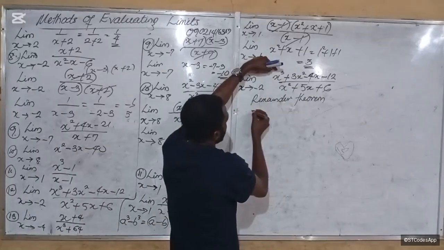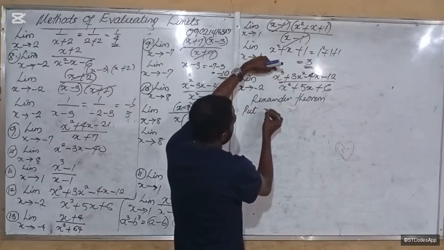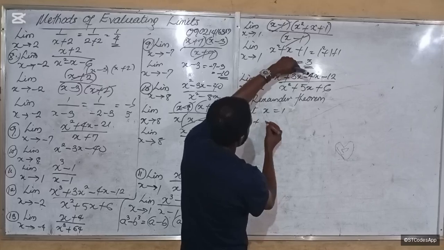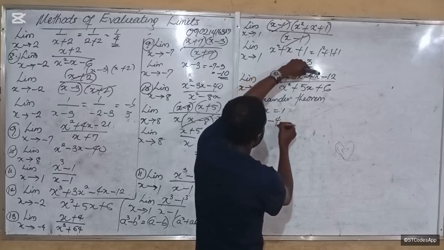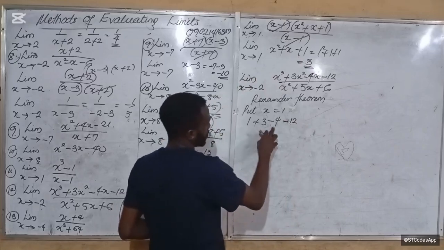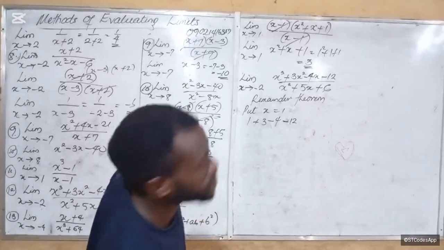If I substitute, let's use 1 now. Let's put x as 1. 1 cubed will give me 1, plus 3 times 1, 3, minus 4, minus 12. So 4 minus 4 is minus 12. So 1 is not a factor.